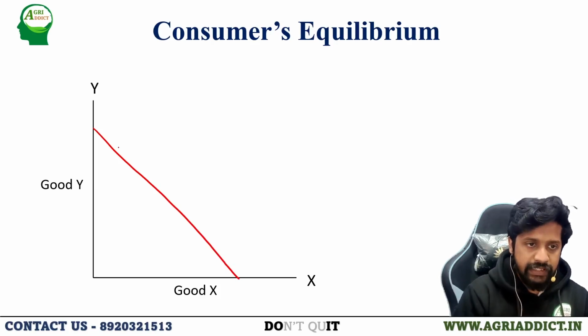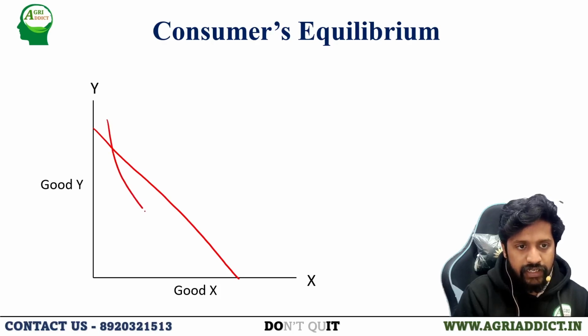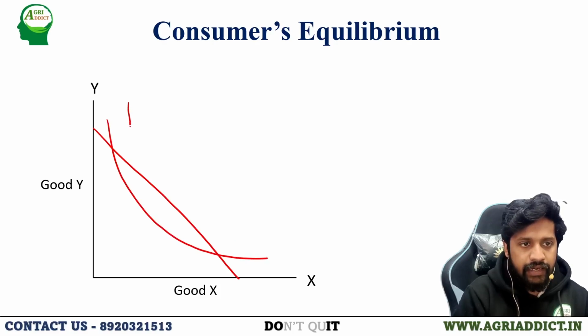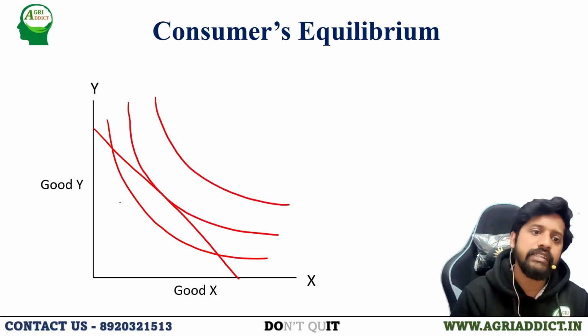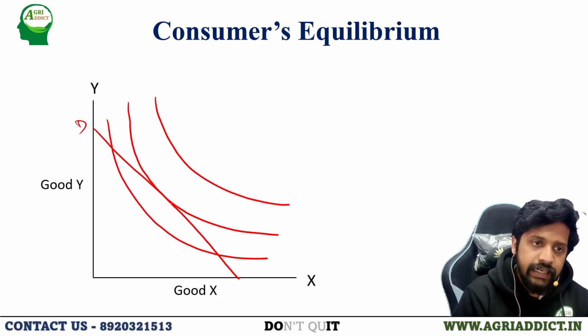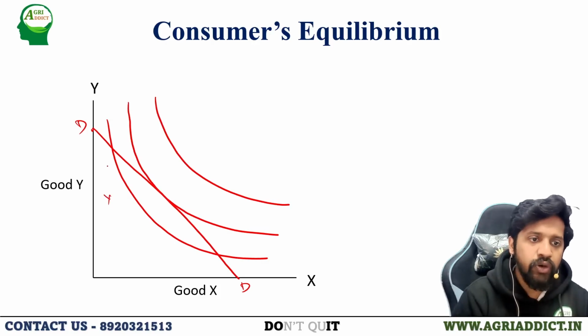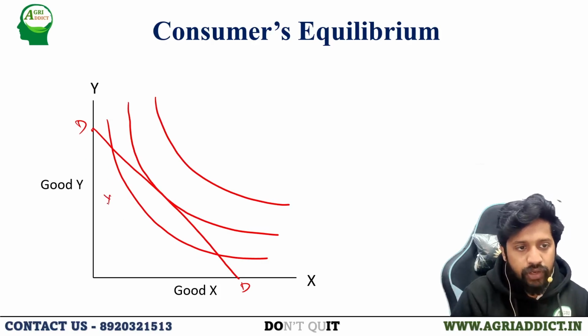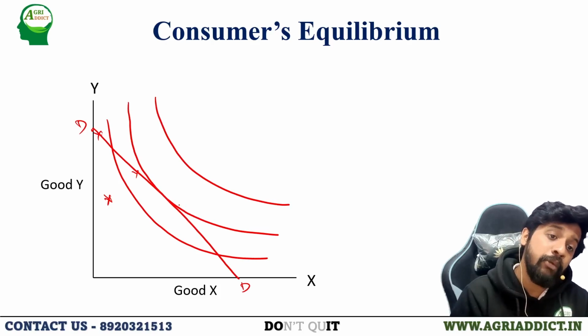So this is my budget line, and there are different indifference curves. Let this be the first indifference curve, let this be the second, and let this be the third. What happens in the budget line? See, DD is my budget line, and I could prefer any combination of good X and Y along the budget line or below the area of this DD curve, right? So I could prefer here, here, here, but not above this budget line, right?